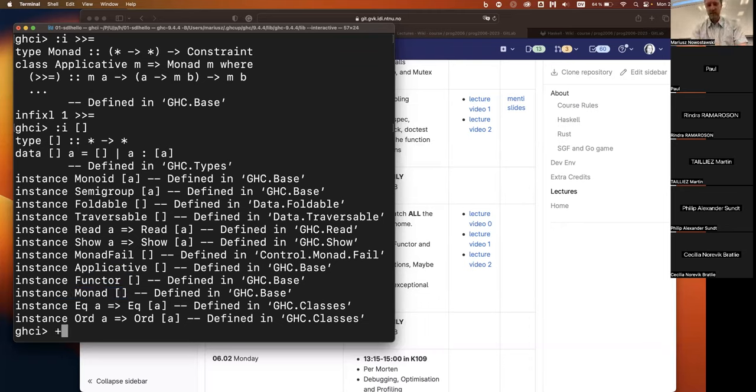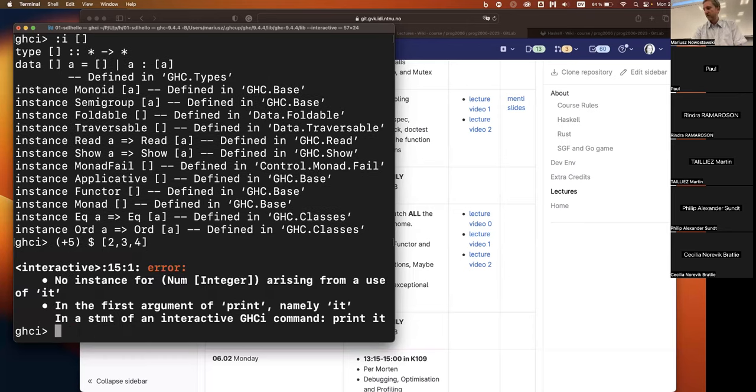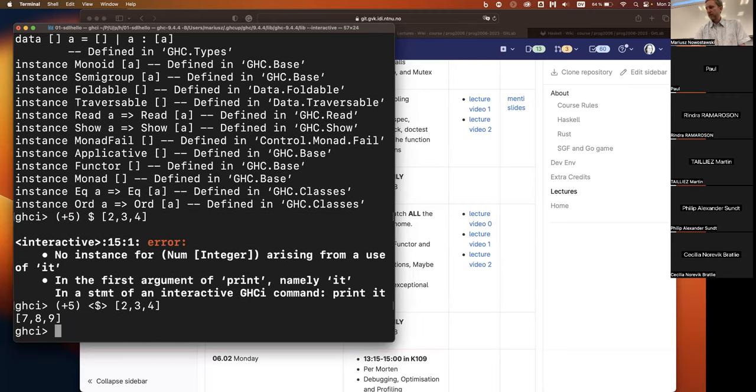So if I have a plus five function and I have a list, say a list of 2, 3, 4, right? Now I have this normal function and I have some form of monadic structure. Can I apply plus five to this structure directly? No, I cannot. You cannot plus five a list, right? But what if I apply the map operator? Then it works.